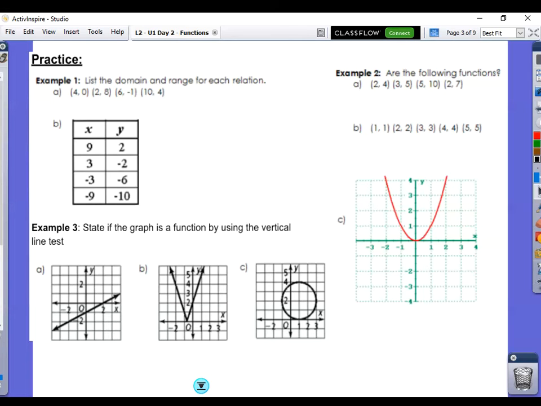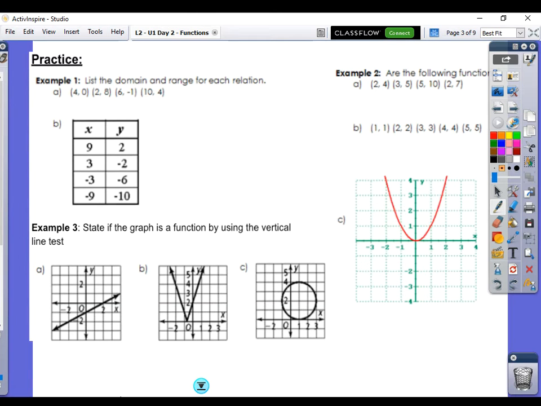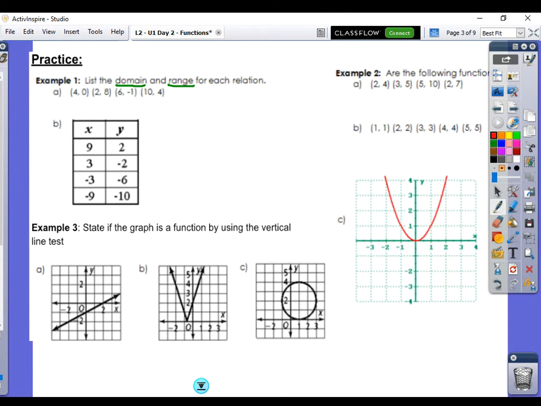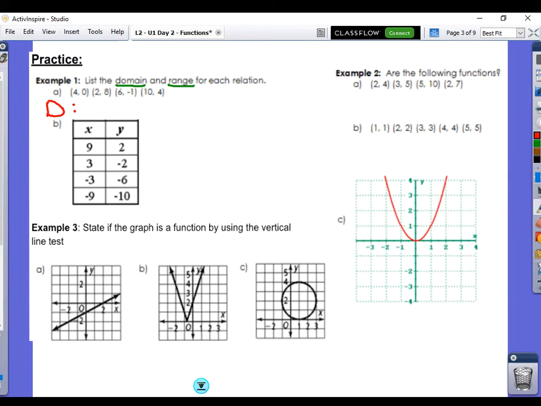All right, so for some practice problems, we're going to start out by looking at just the domain and the range. So for this first one, we're looking at the domain and the range. Remember, domain is just your x values. So all you're really asking for there is what are those x values? So our x values in this case, we typically list them in order from the smallest one to the biggest one. So 2, 4, 6, and 10.